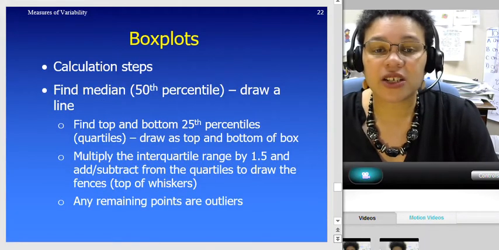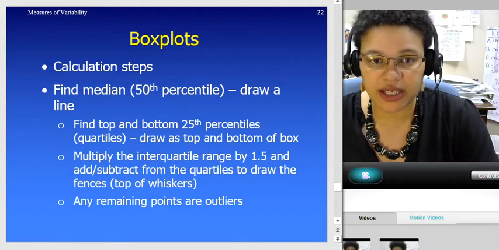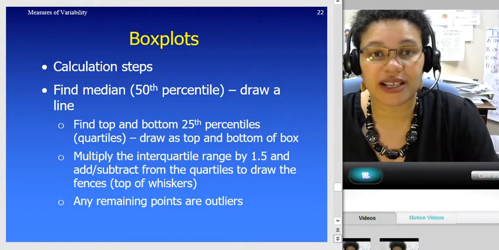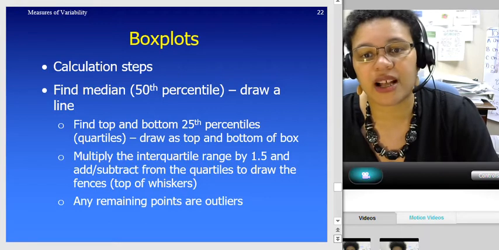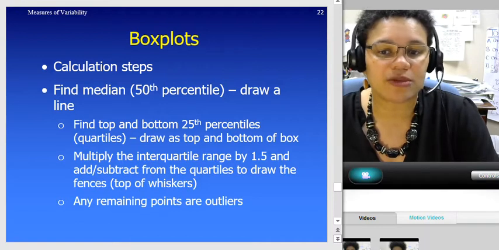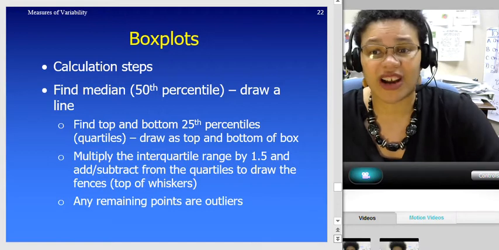Okay, to create a box plot, first you would find the median or the 50th percentile and draw a line. Then you'd find the top and bottom 25th percentiles or quartiles, so the 25th percentile and the 75th percentile, and draw them as the top and bottom of a box. You'd multiply the interquartile range by 1.5 and add or subtract from the quartiles to draw the fences or tops of whiskers, and any remaining points are outliers.